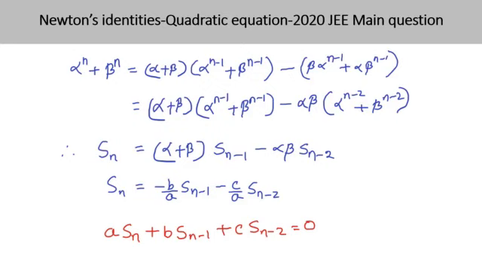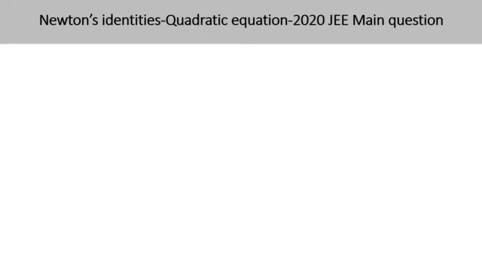So for a quadratic equation ax square plus bx plus c, a Sn plus b Sn minus 1 plus c Sn minus 2 is equal to 0. Please look at the corresponding terms. Now this is for a quadratic equation, and our question is pertaining to a quadratic equation. Now let us look at the question again.